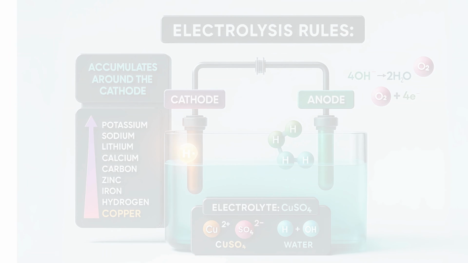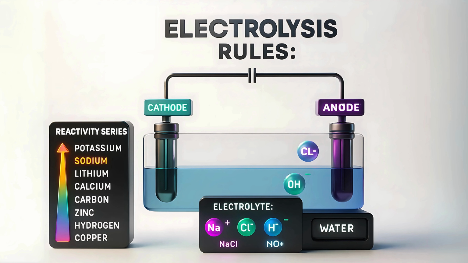Example 2. Electrolysis of sodium chloride solution. Now, let's look at aqueous sodium chloride, commonly known as brine. The ions in this solution are from sodium chloride, Na+ and Cl-, and from water, H+ and OH-. At the cathode, we compare H+ and Na+ ions. Since hydrogen is less reactive than sodium, hydrogen ions are discharged. Each hydrogen ion gains one electron to form hydrogen gas, H2, which bubbles off at the cathode.